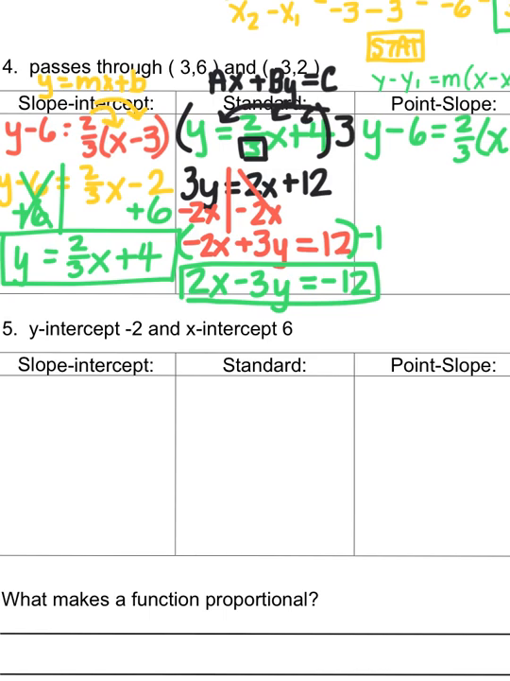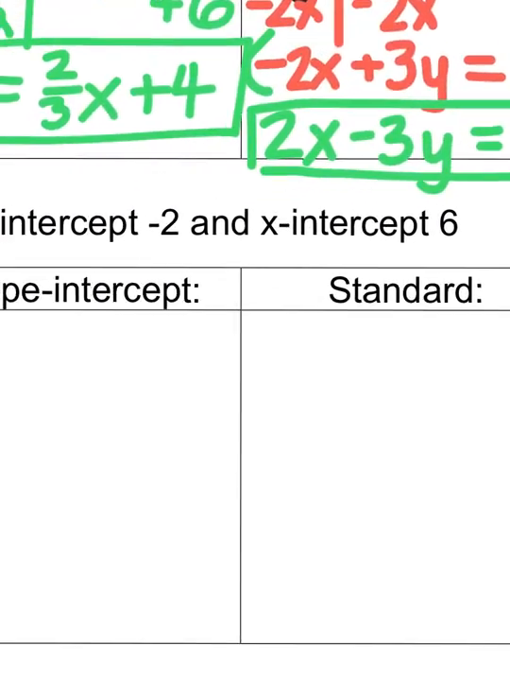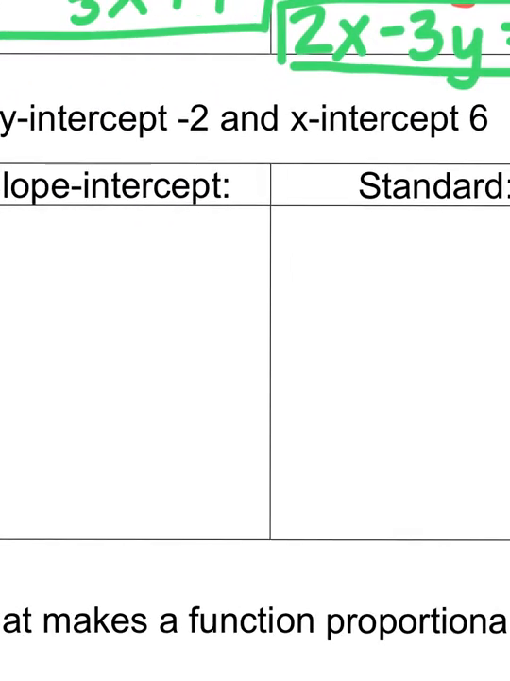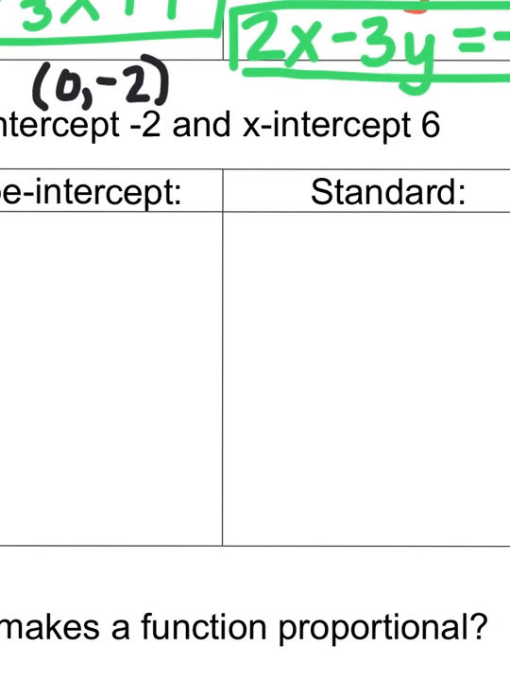Let's look at number 5. On number 5, we're not given a slope. We're given a y-intercept and an x-intercept. I think this is one of the most challenging ones because some students get caught and they don't remember that these are 2 points. Our y-intercept is the point 0, -2, and the x-intercept is 6, 0.